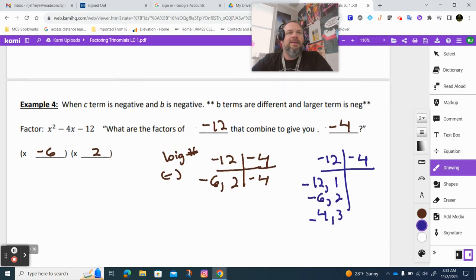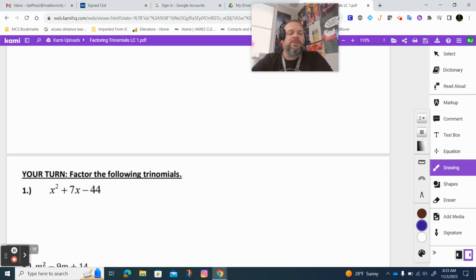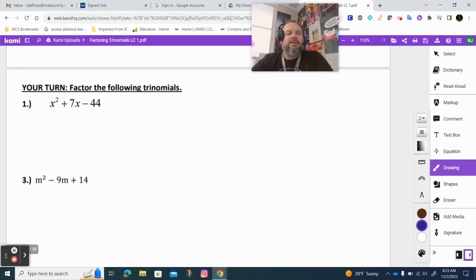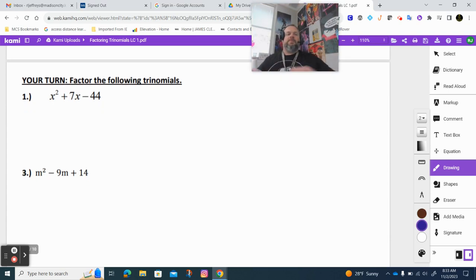All right. So on your turn, we're going to do the odds together. So go to the back and let's look at number 1. I'm going to start by writing 2 parentheses. I'm going to put my variable right here.